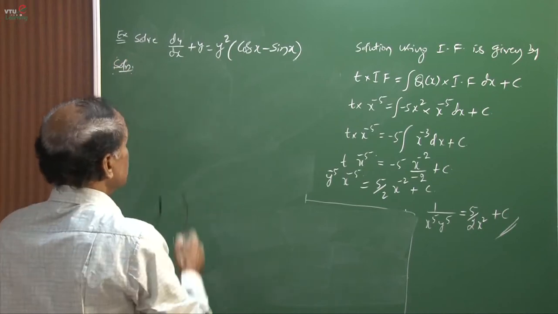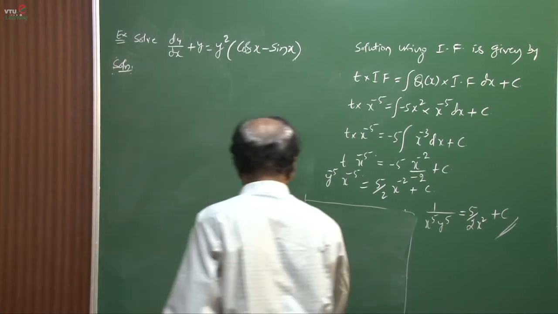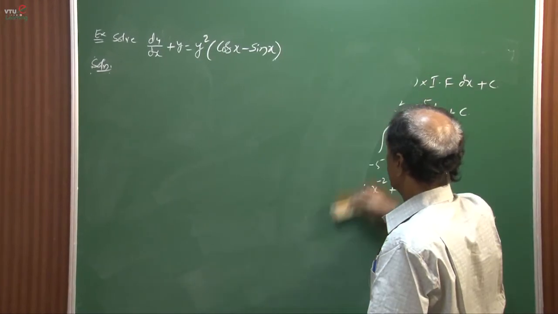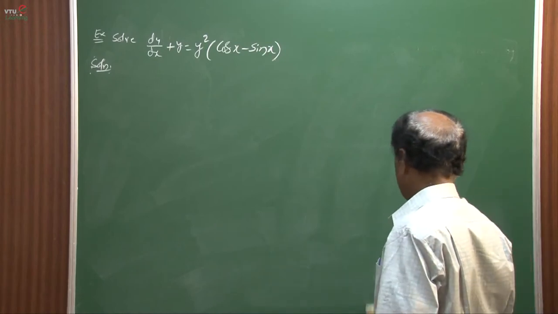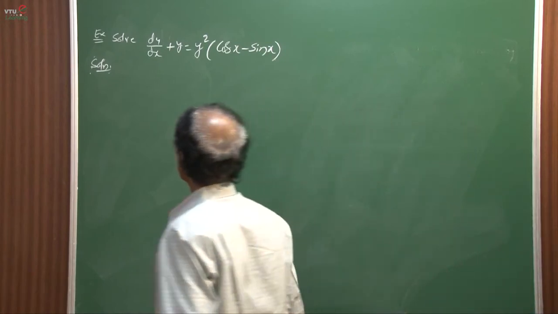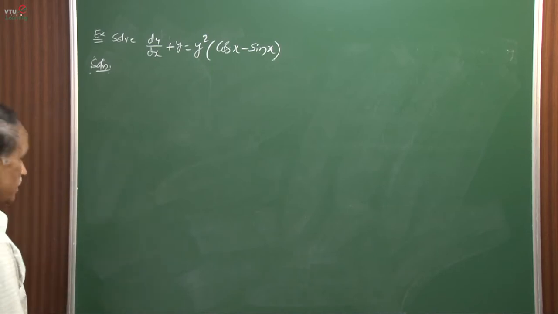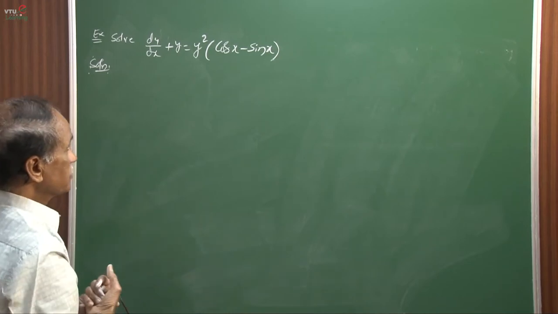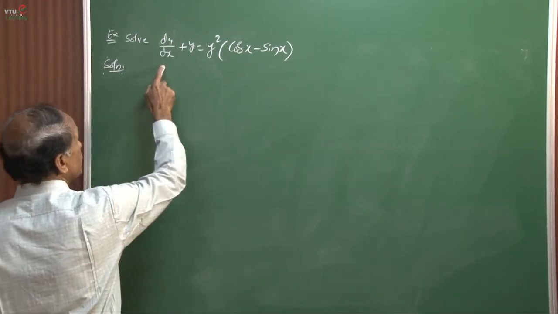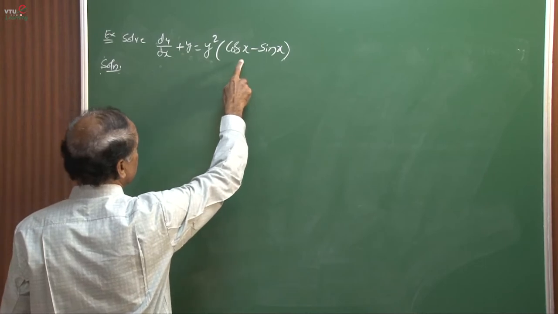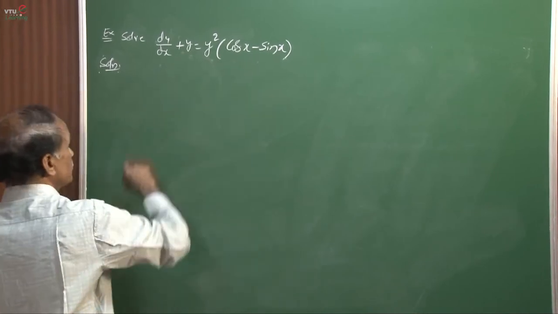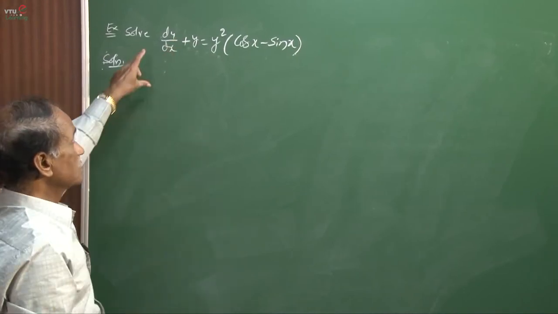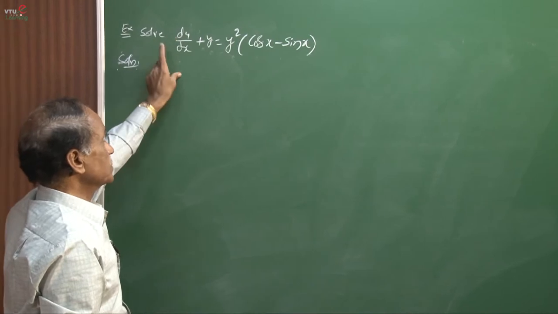This is also a special type of problem, because it includes both trigonometric functions as well as polynomial terms, that is, polynomial terms in y, y and y square. It looks like this: dy by dx plus y is equal to y square into cos x minus sin x. That means a y into dy product type does not appear in this equation.